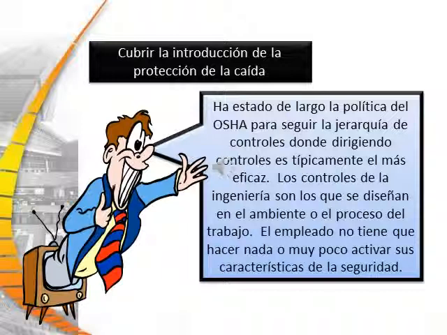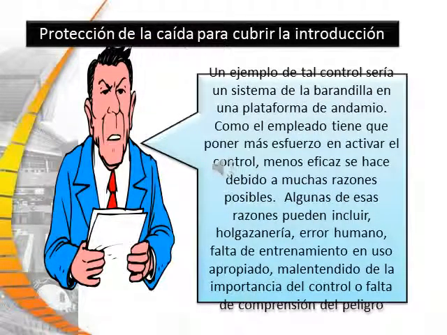Engineering controls are those designed into the work environment or process. The employee has nothing to do, or very little to do, to activate their safety features. An example of such a control would be a guardrail system on a scaffold platform.